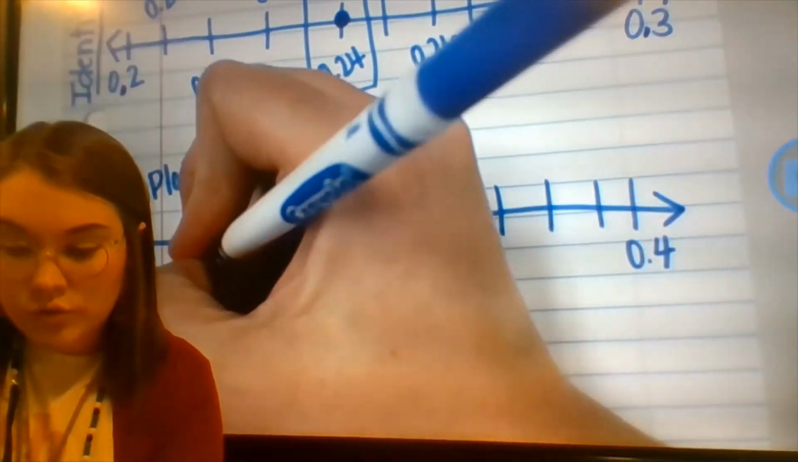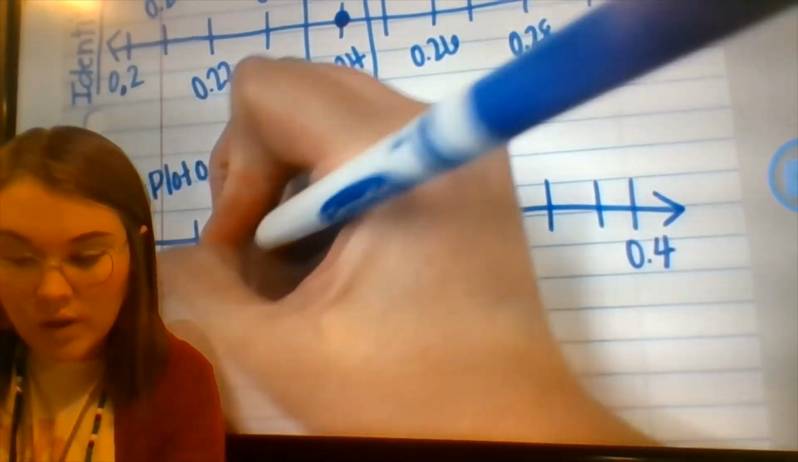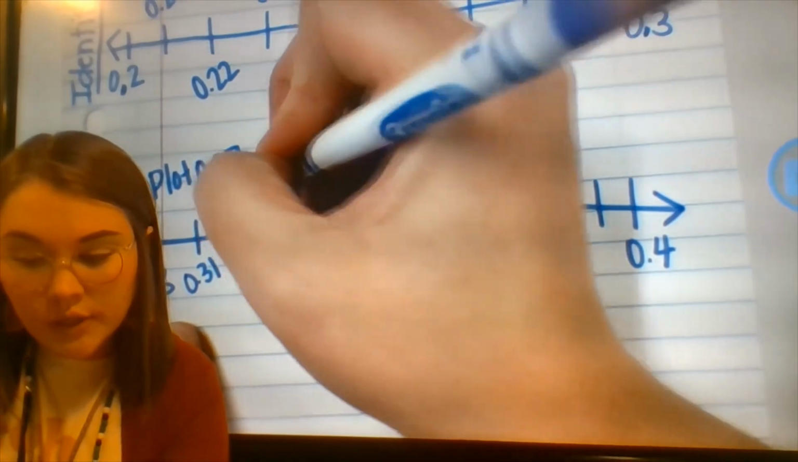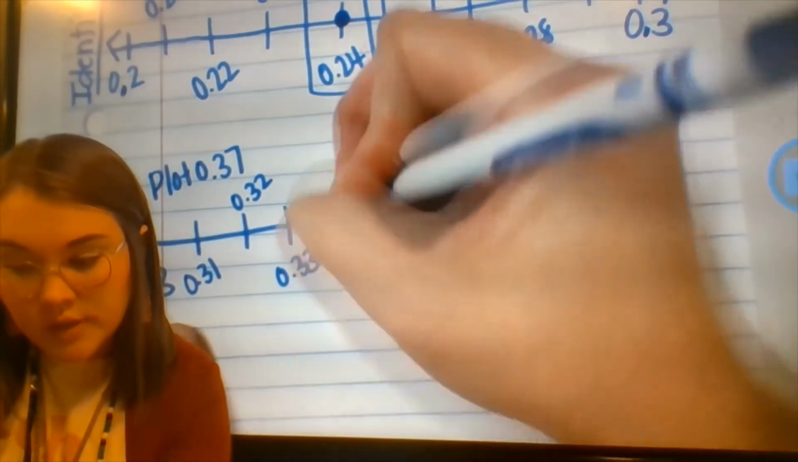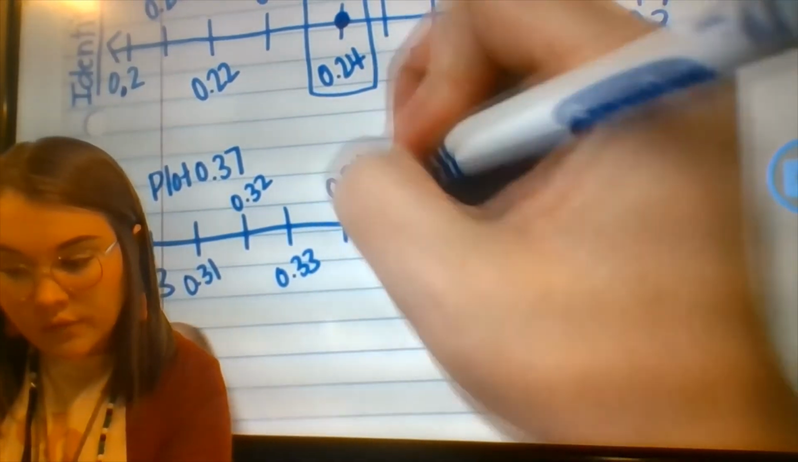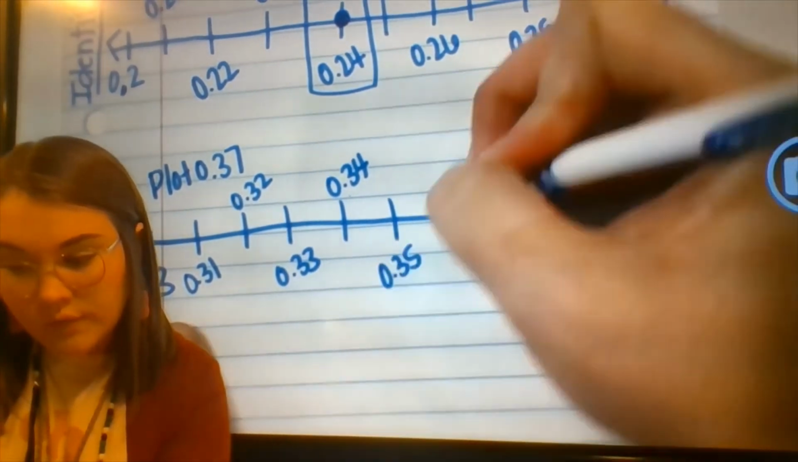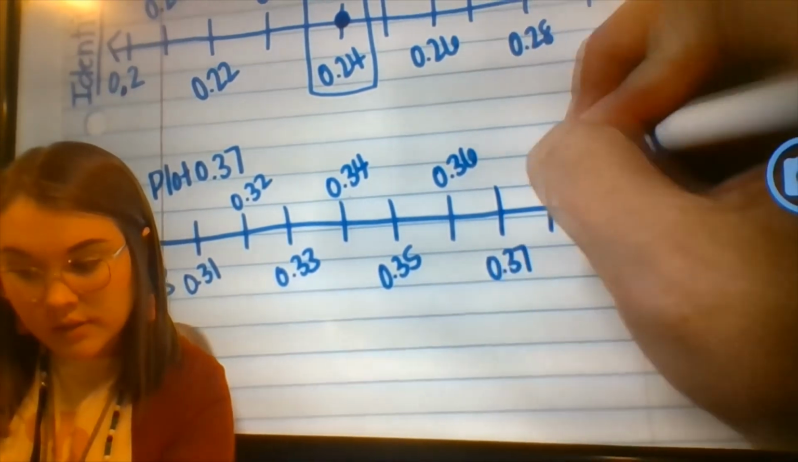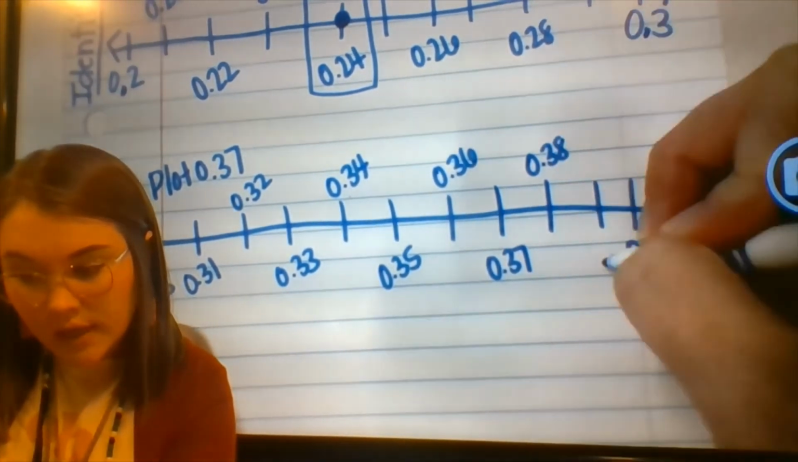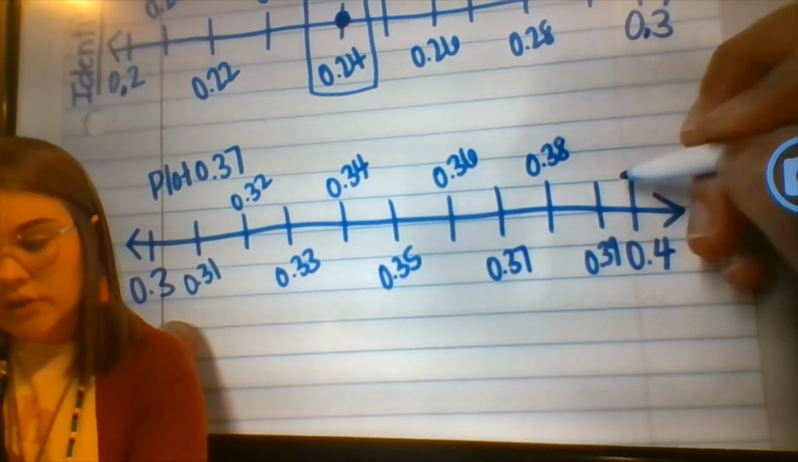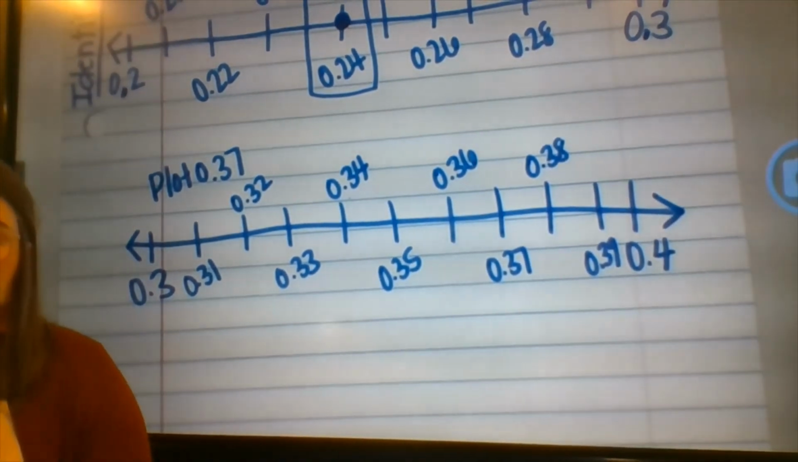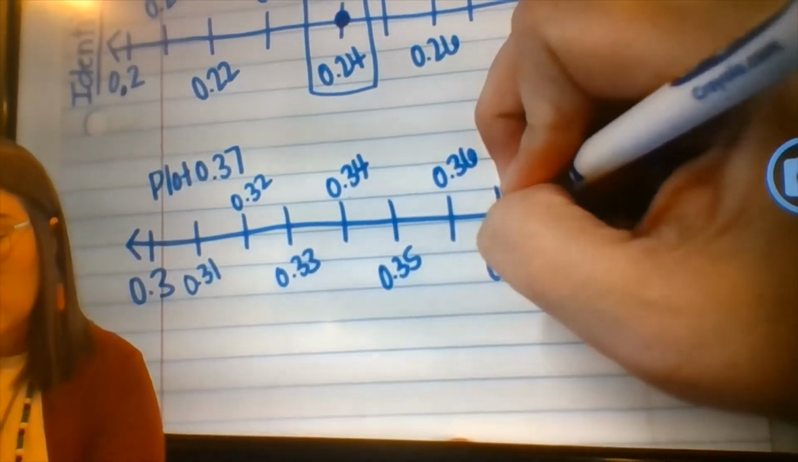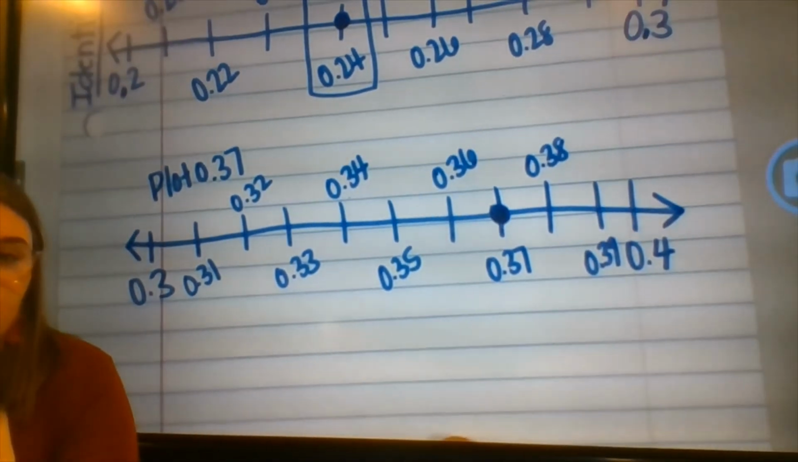Okay, so you should have 31, 32 hundredths, 33 hundredths, 34 hundredths, 35 hundredths, 36 hundredths, 37 hundredths, 38 hundredths, 39 hundredths, and then 40 hundredths or 4 tenths. And you should have put a dot right here. And then you're going to write next to it, plot.